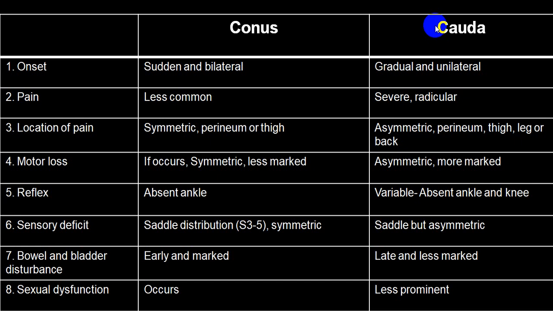Another important difference: in conus it is a good number of times bilateral, symmetrical and of sudden onset, while in case of cauda it is usually asymmetrical and unilateral involvement, and by and large gradual. If you remember these particular things, it will be very easy to identify conus and cauda. Conus will be a little involvement close to the T12, L1 level, while cauda equina will be below L1 level damage.